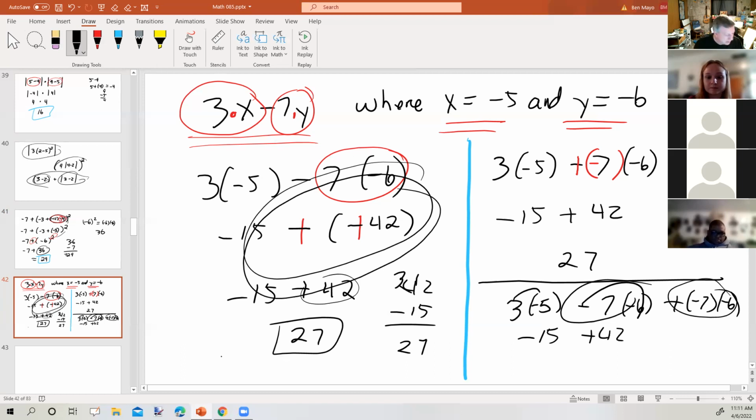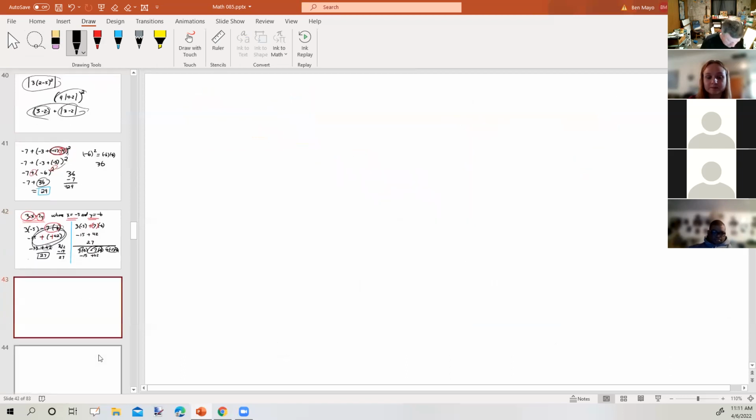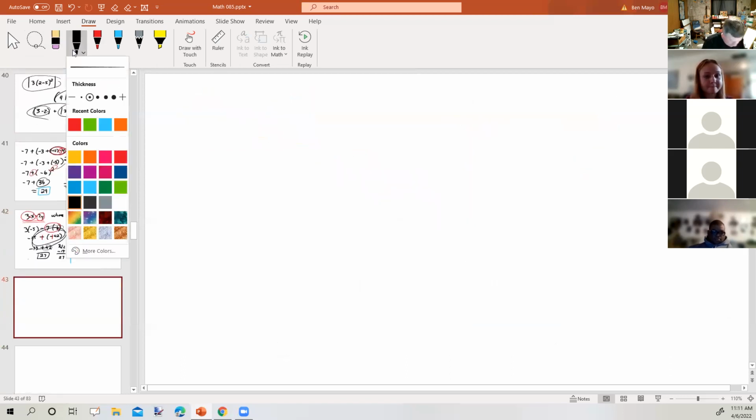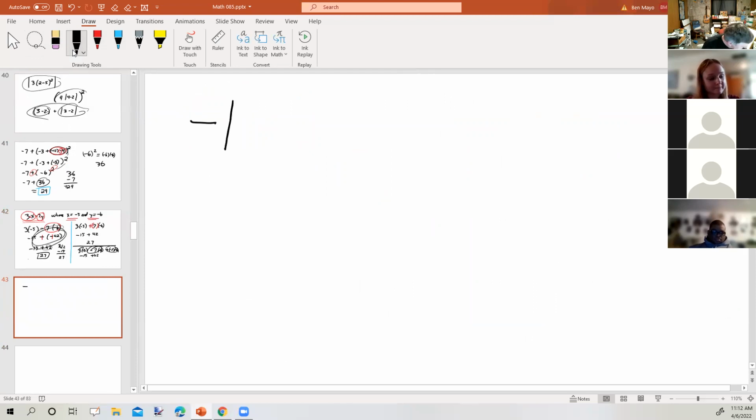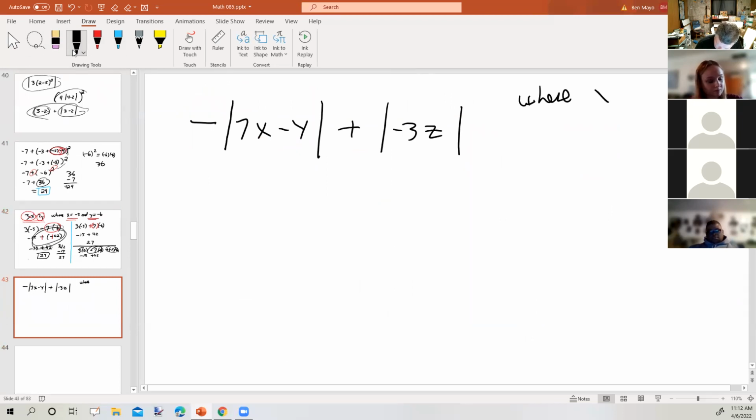Okay. Let's see here. I want to do this one. Negative the absolute value of 7x minus y plus the absolute value of negative 3z, where x equals negative 6, y equals negative 39, and z equals negative 5.